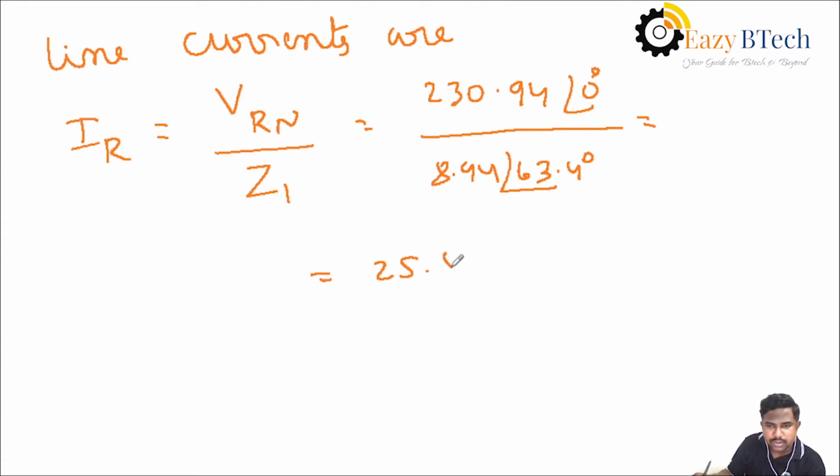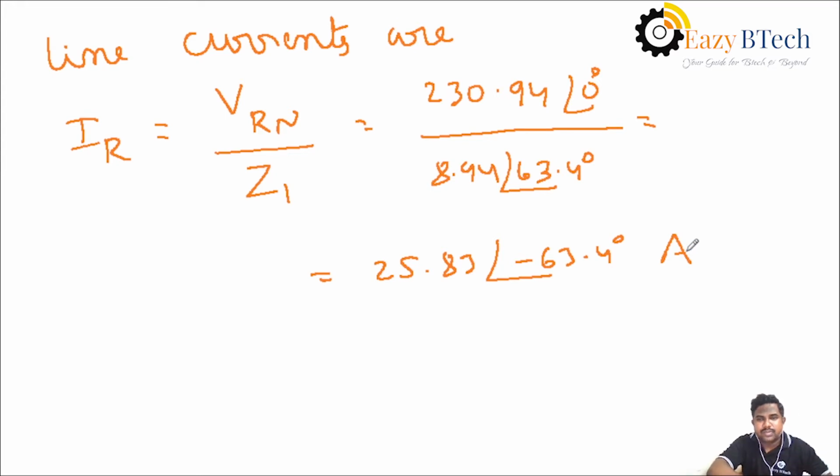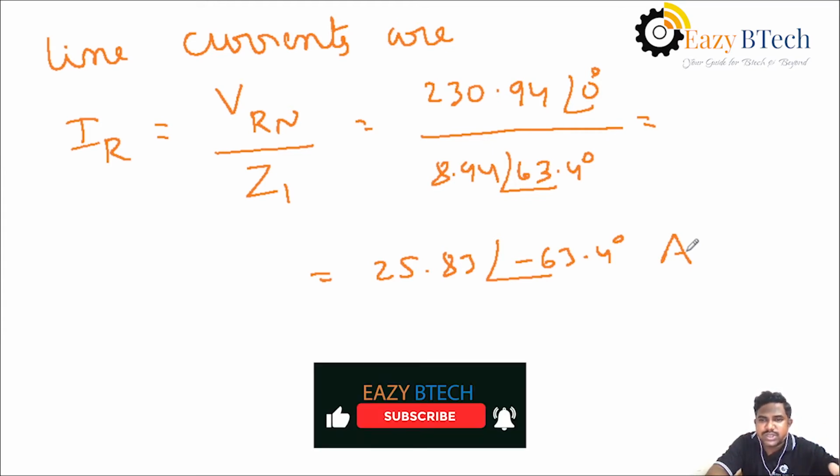The value of IR is 25.83 at an angle minus 63.4 degrees, that is amperes. When in polar form you make the division, you have to calculate the equivalent angle as phi 1 minus phi 2. The denominator angle going to the numerator changes sign: positive becomes negative and negative becomes positive.